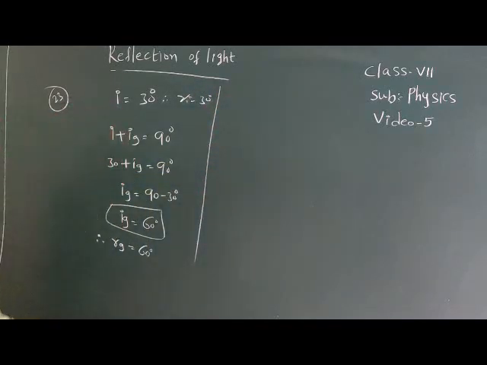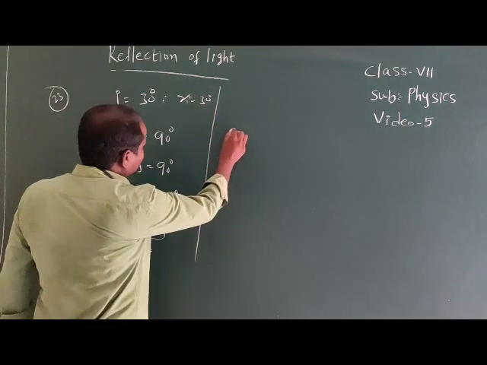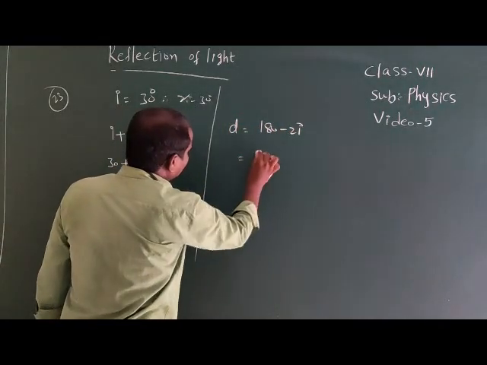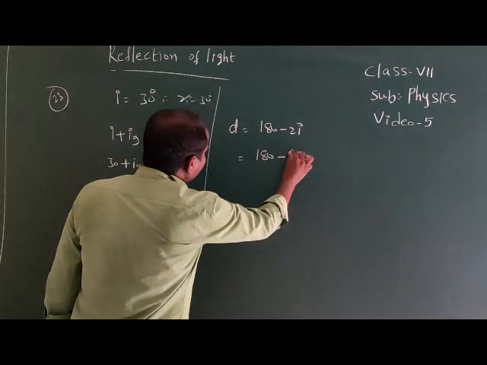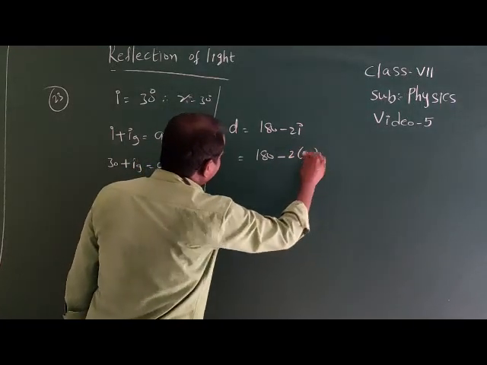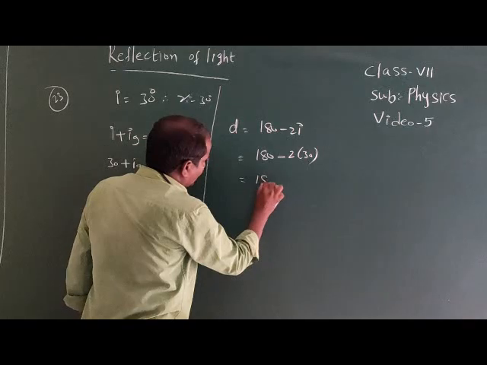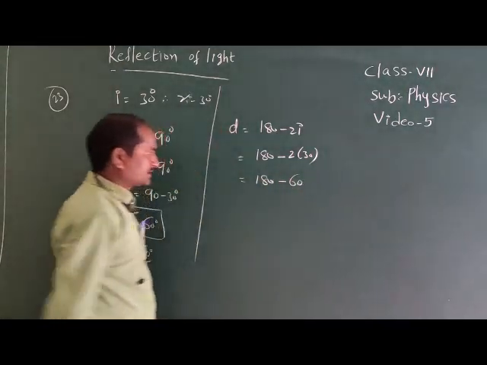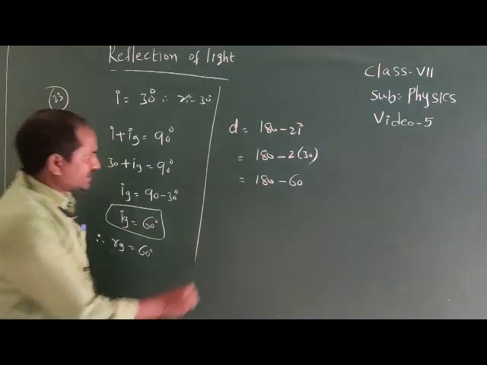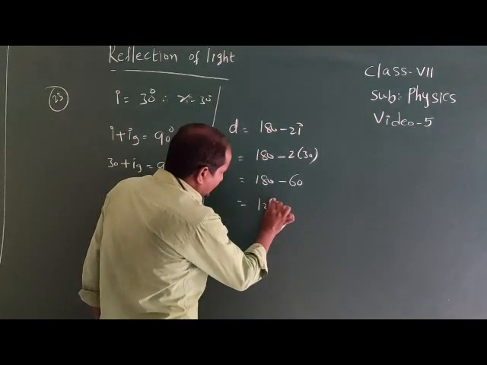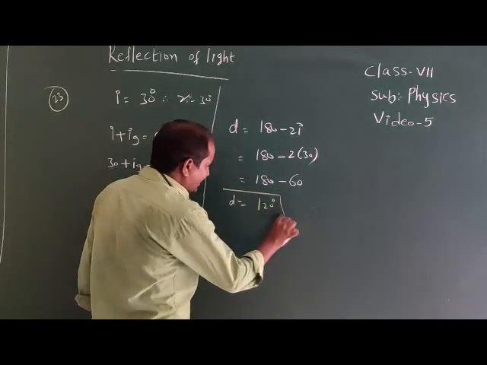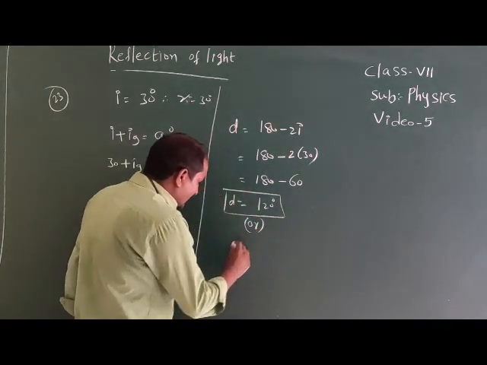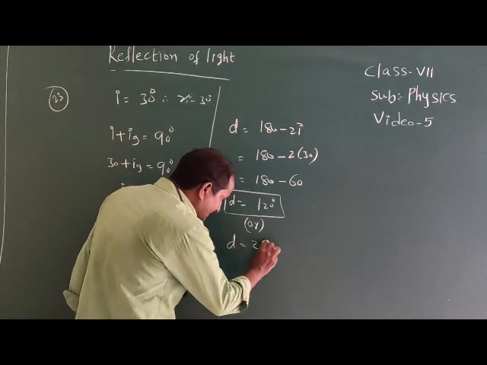So from this we can find the angle of deviation. D equal to 180 minus 2I. So 180 minus 2 into 30, that equal to 60. So 180 minus 60 is equal to 120 degrees. Angle of deviation equal to 120 degrees. Or second method, we can use D equal to 2Iz also.